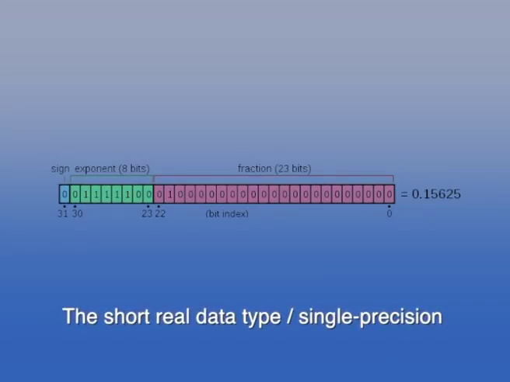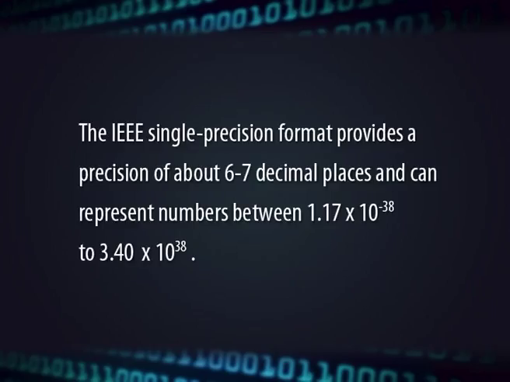The coprocessor also supports two additional floating point formats. The short real data type, also called single precision, has 32 bits that split into 23 mantissa bits, 8 exponent bits and 1 sign bit. The IEEE single precision format provides a precision of about 6 to 7 decimal places and can represent numbers between 1.17 × 10^-38 and 3.40 × 10^38.